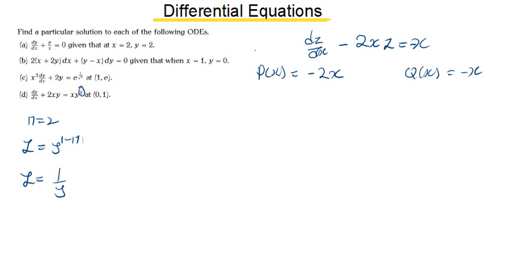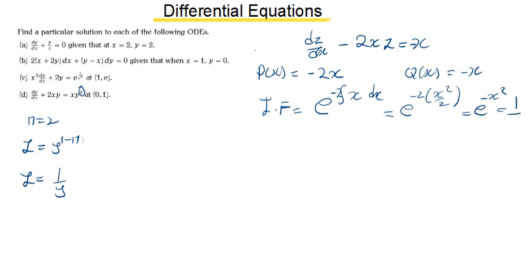So we can go ahead and find the integrating factor. The integrating factor is going to be e to the power of the integral of 2x dx. That's simply going to give me e to the negative 2 times x squared divided by 2, which simply gives e to the power negative x squared, which is 1 over e to the power x squared. So our integrating factor we have found is 1 over e to the power x squared.